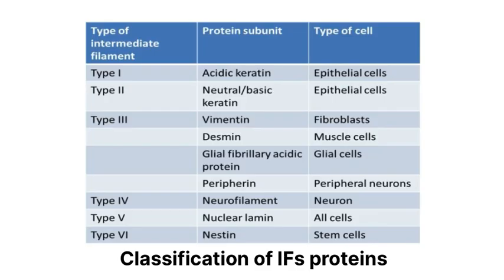So if we talk about their types of protein, we have more than 50 different types of IF proteins discovered till now, but we are going to classify them into only 6 groups based on their sequence and their tissue distribution. So let's see what are these 6. In the first type of IF protein, the type 1 is the acidic keratins, and the type 2 is the neutral or basic keratin.